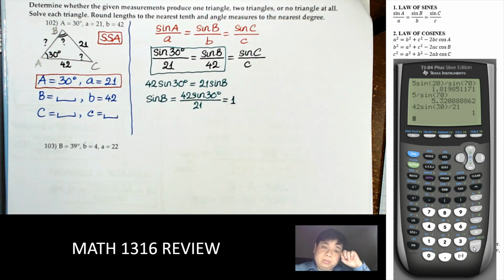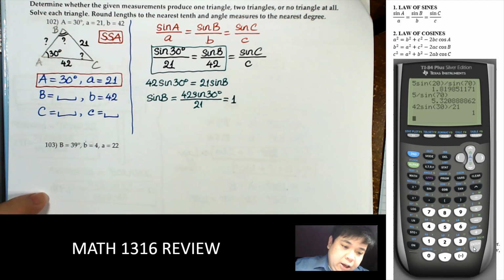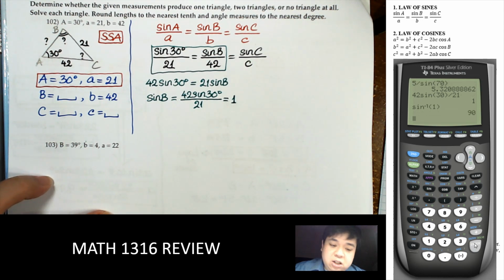Again, this should not be the case, because we should have an oblique triangle. Anyway, if it is 1, to get the angle, sine inverse of that ratio gives us 90 degrees.